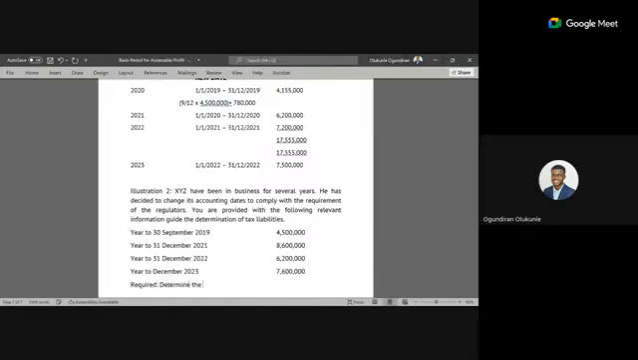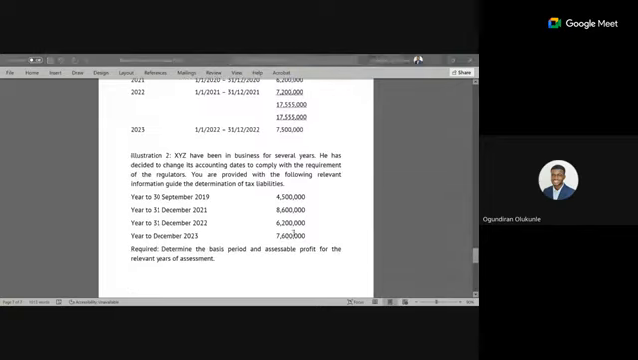Determine the basis period and assessable profits for the relevant years of assessment.